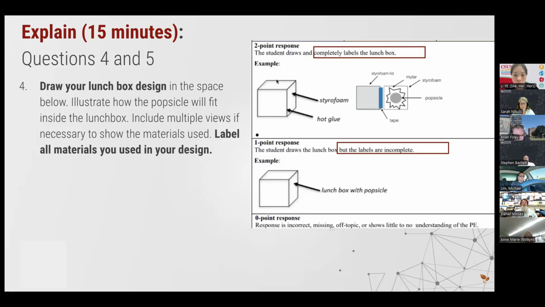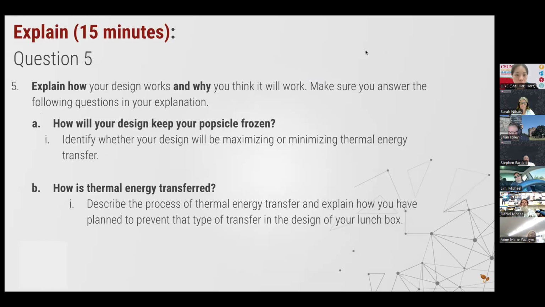Here are some examples. If they have a good response, they not only draw, but are also good at labeling what's going on in the model. And we do have one example later on to share from a student sample. And then with the modeling, they will also have to explain how the design works and why they think it will work. Right? So these will go into more in-depth explanation and understanding of how the thermal energy actually transfers.